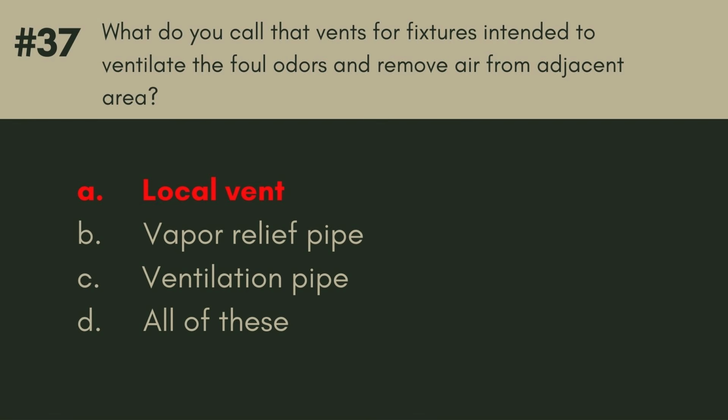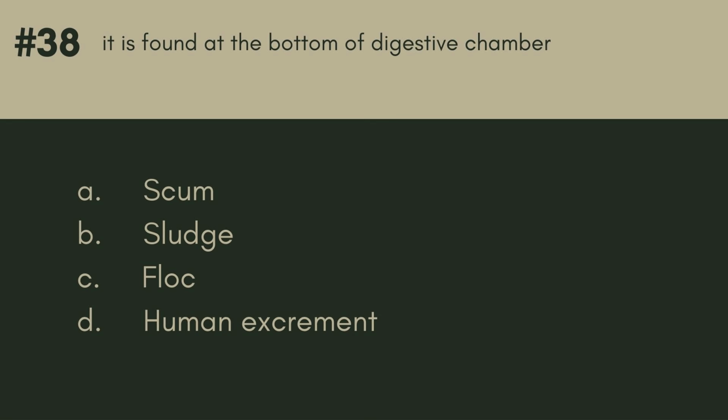Local vents. Question 38. It is found at the bottom of the digestive chamber. A. Scum. B. Sludge. C. Flock. Or D. Human excrement. The answer? It's B. Sludge. Remember that sludge is found at the bottom of the digestive chamber, whereas the scum is the topmost layer. Again, sludge at the bottom, scum at the top.